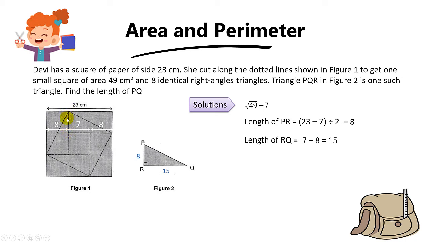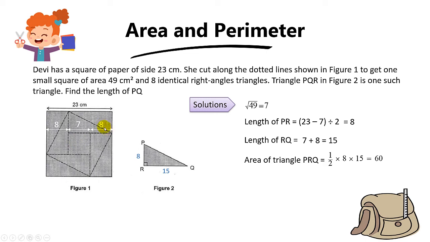So now can we find the area of this triangle? We can. We simply take half times base times height. So half times 8 times 15, you get 60. In other words, this triangle over here is 60 cm². So this is 60, this is 60, this is 60, and this is 60. And the small square over here is 49 cm².